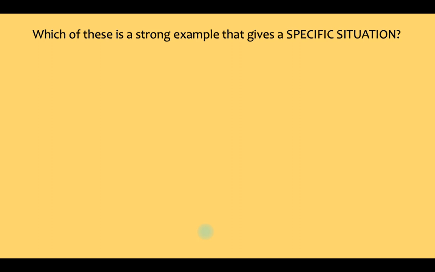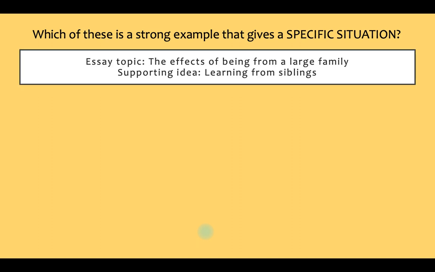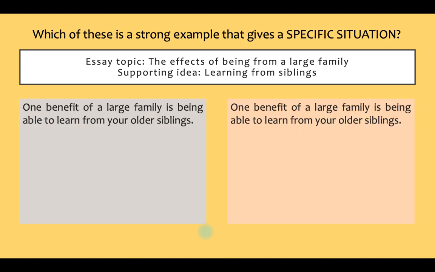So let's look at an example. Which of these is a strong example that gives a specific situation? So we're going to look at something for the essay topic of the effects of being from a large family. And our supporting idea is about learning from our siblings. That means our brothers and sisters. So, one benefit of a large family is being able to learn from your older siblings.